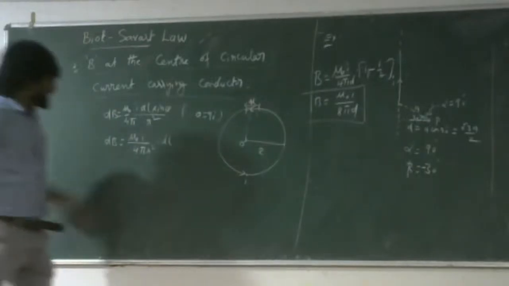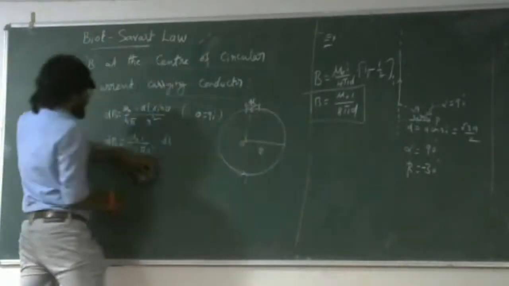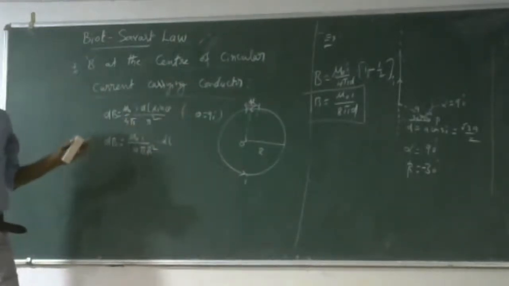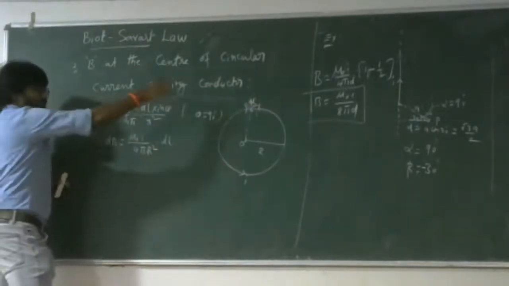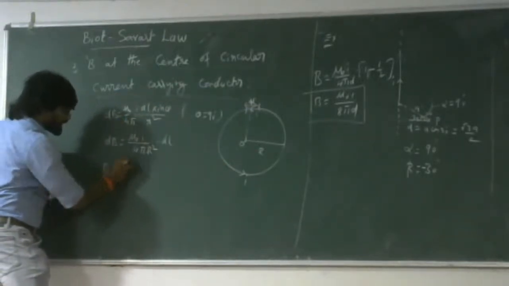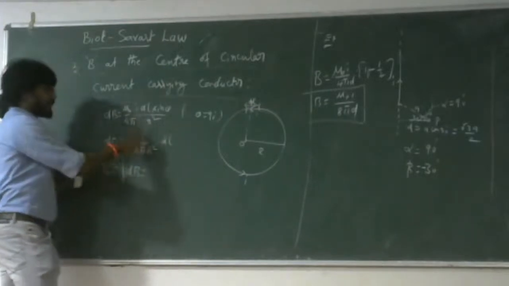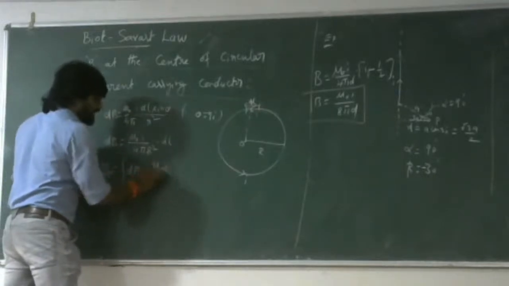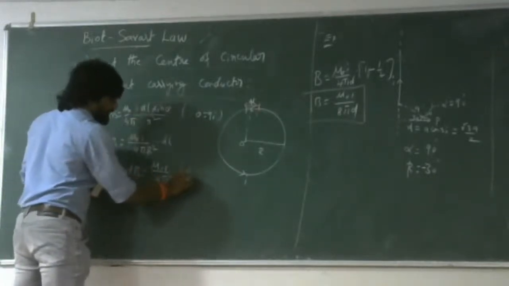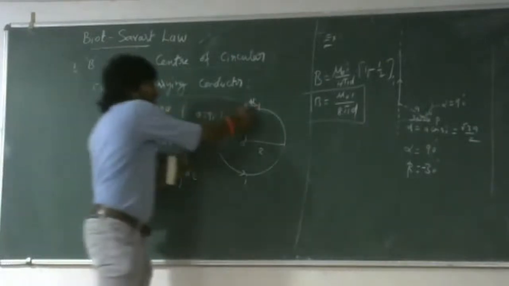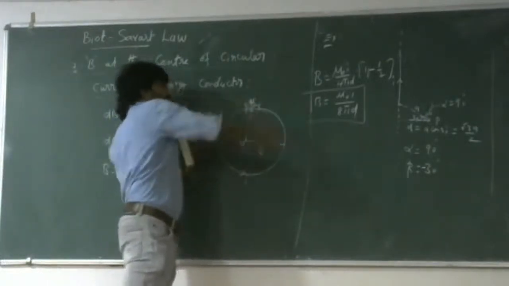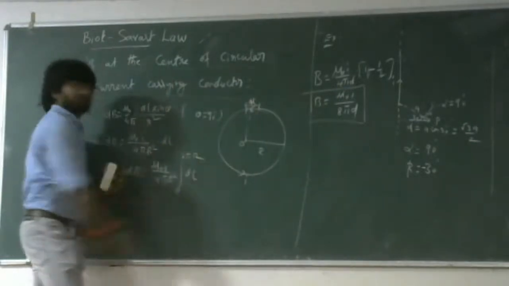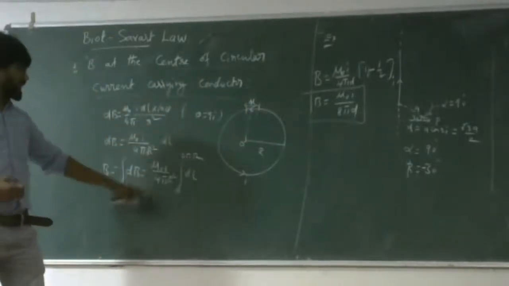Got it? Here r is the distance of the point, you can take capital R only. Capital R square, this is fixed. Now, the total field at the center due to the circle is B equal to integral of dB, which is mu naught I by 4 pi R square into integral of dl, since mu naught by 4 pi, I and R are all constant. The small element goes from here all the way around back. What is the total length? The circumference. So integral of dl is L, which is 2 pi R.